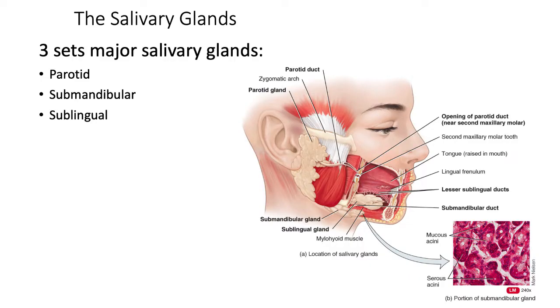Within the mouth are three salivary glands that are accessory organs for the tube.